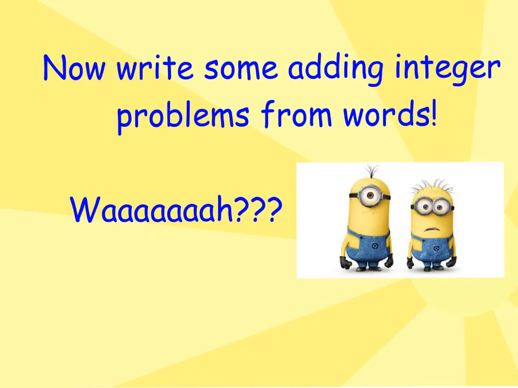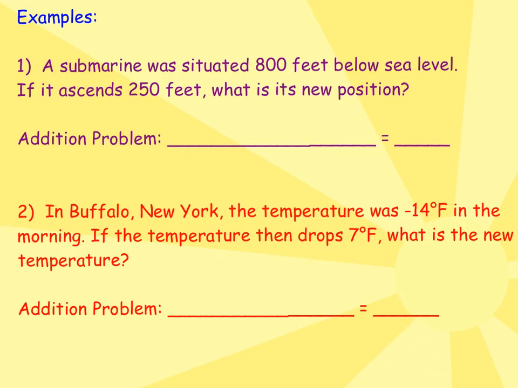The second part of this lesson is writing adding integer problems from words. Here are a couple examples. A submarine was situated 800 feet below sea level. If it ascends 250 feet, what is its new position? Now remember, we need to write an addition problem, so that means our addition problem needs to have a plus sign in it. Let's start with where the submarine was at the beginning.